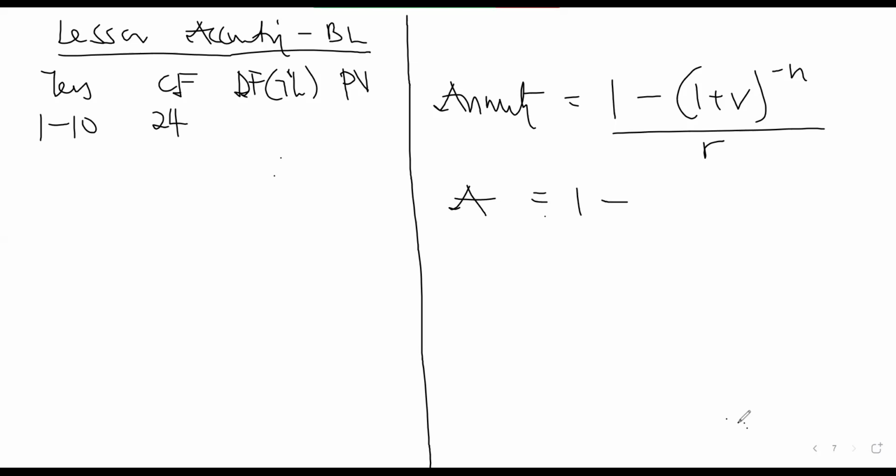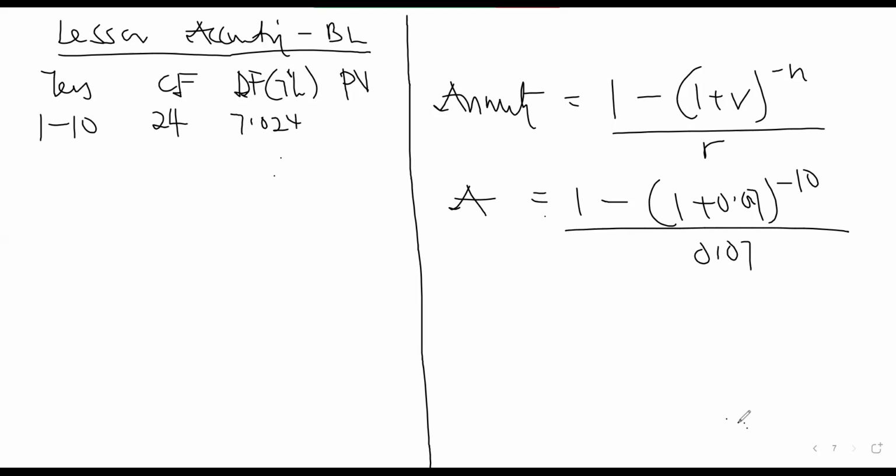So what would be the annuity for 7%? That will be 1 minus (1 plus 0.07) exponent negative 10, divided by 0.07. What are you having? 7.024. So if you multiply, what are we having? Payment in advance: are you not going to add the 1 plus 0.07 again? Multiply by 1.07, because payment is in advance, not in arrears.